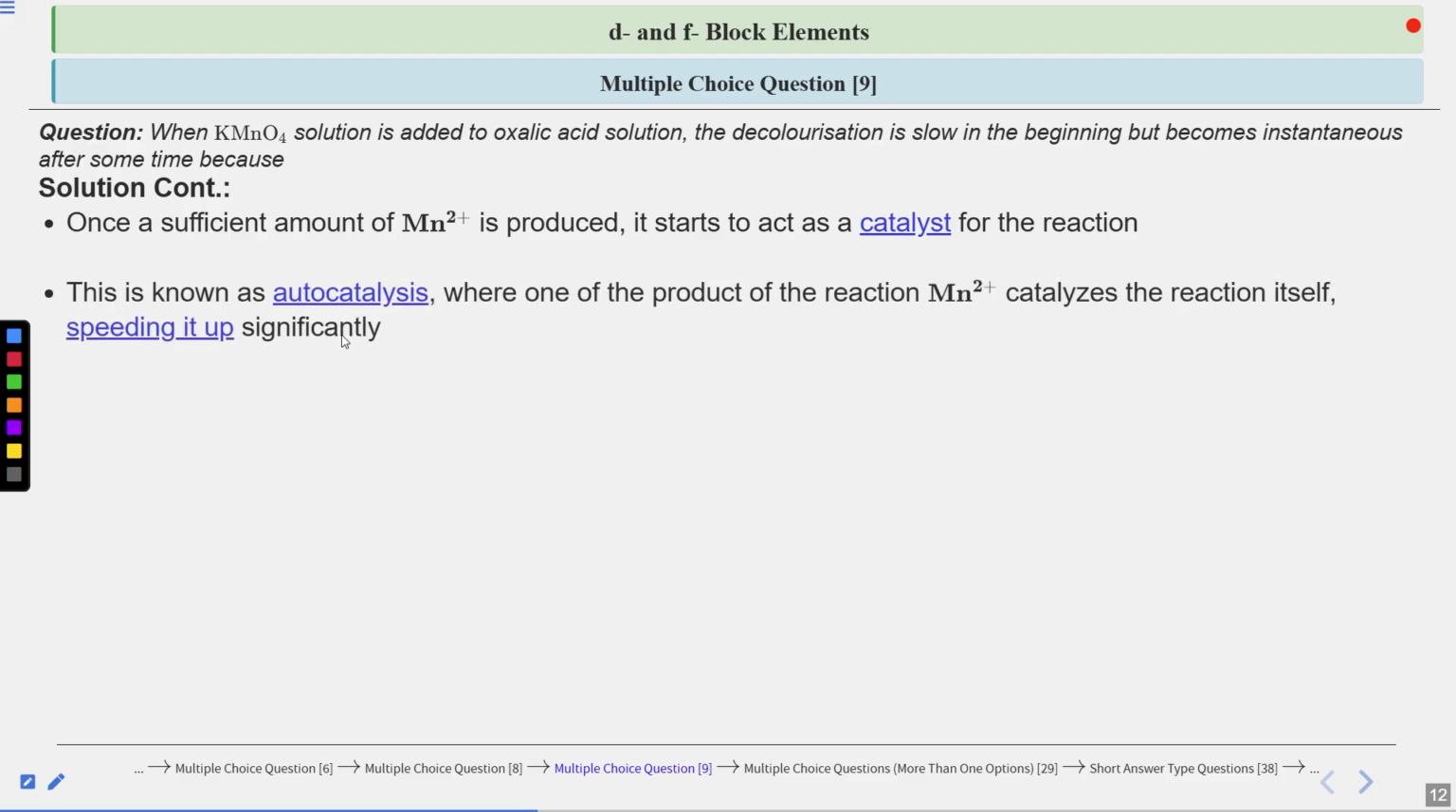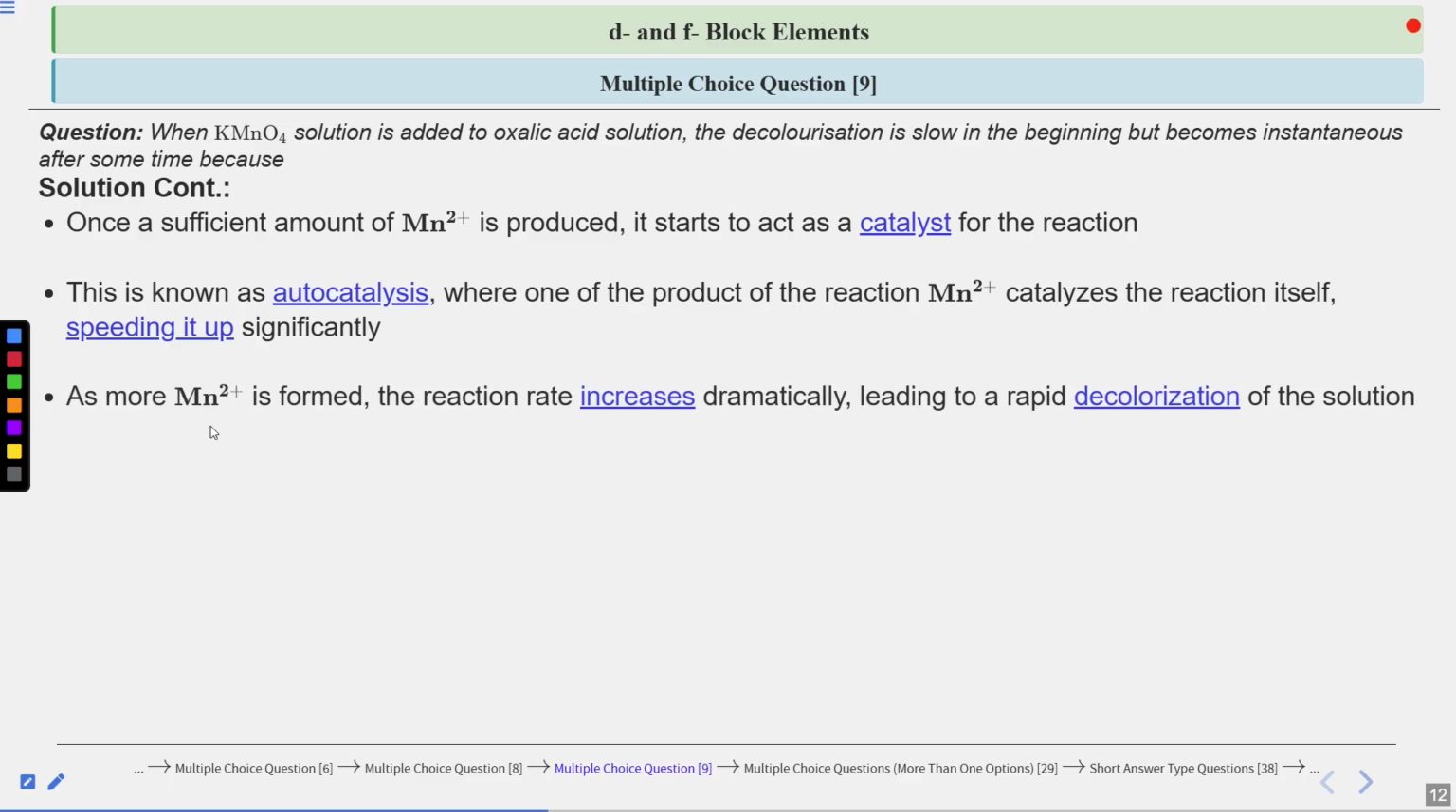Now, this is known as autocatalysis, where one of the products formed in the reaction, like here in this case Mn2 positive, starts to act as catalyst and catalyzes the reaction itself, speeding up the reaction significantly. As more and more Mn2 positive is formed, the reaction rate will increase dramatically, leading to a rapid decolorization of the solution after the beginning time of the reaction.